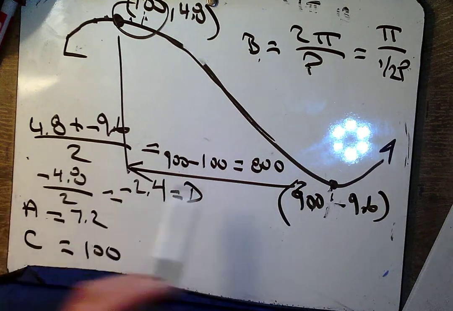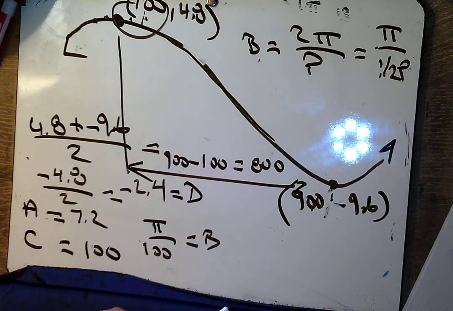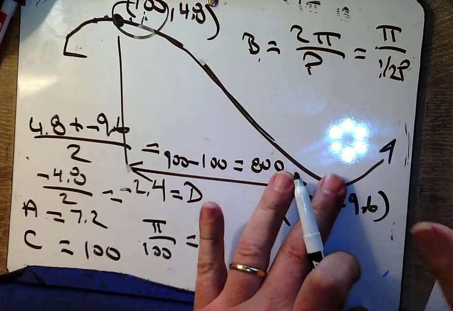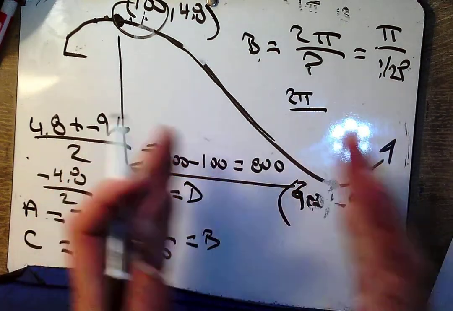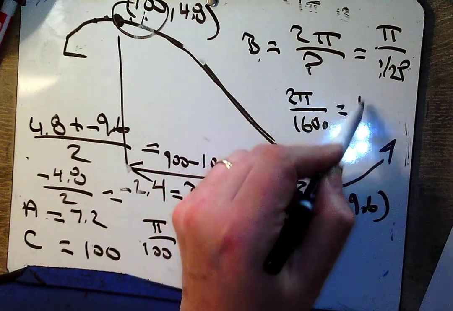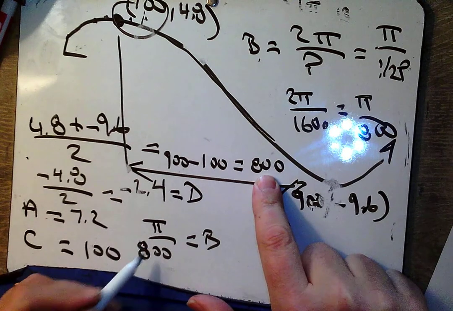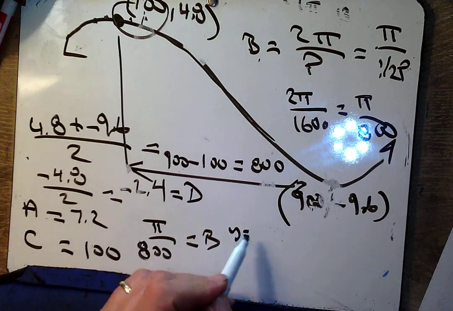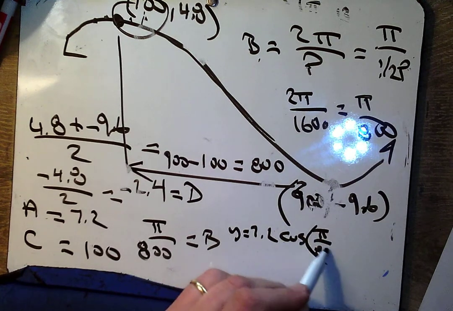So either I can say pi over 800 is my b value, or I could say, well, look, from here to here is 800, which means from here to the next high point will be another 800. So I could do 2 pi over 800 plus 800, 1600. I have that pi over 800. Pi over 800. What did I miss? Oh, I missed this. There we go. And so I get the same b value either way. So our equation then, y equals 7.2 cosine, b value of pi over 800.